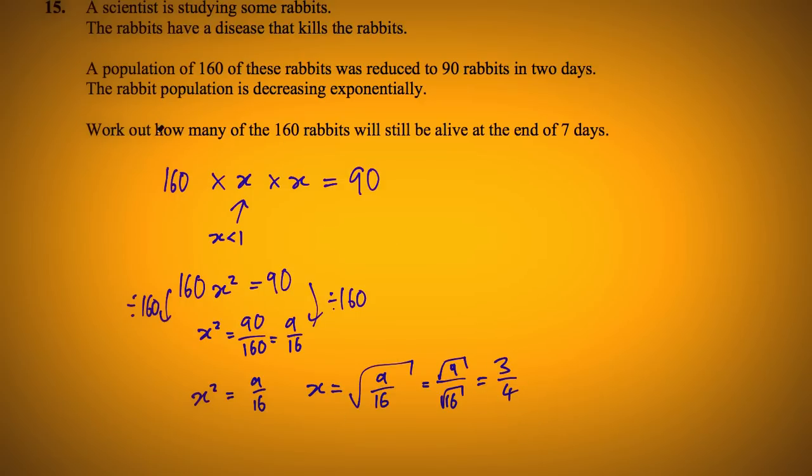Now we use that to say how many of the 160 rabbits will be alive at the end of the 7 days. So at the start, and we should always lay this out in a table clearly, start 160 rabbits. Day 1, we've got 160 times by 3/4.